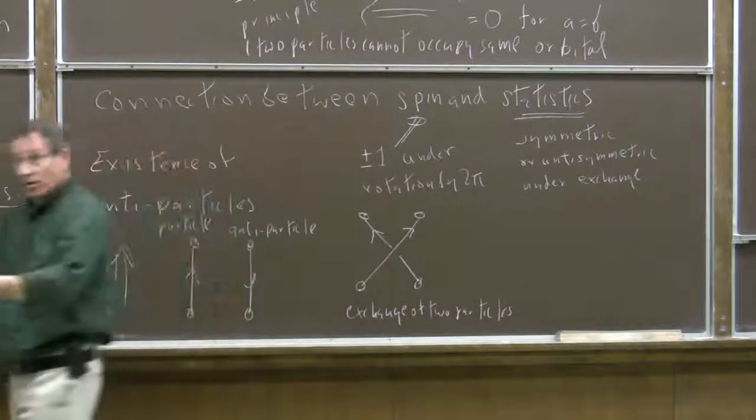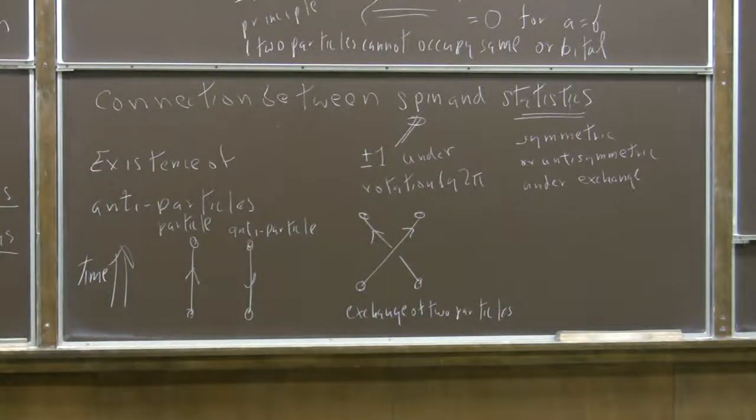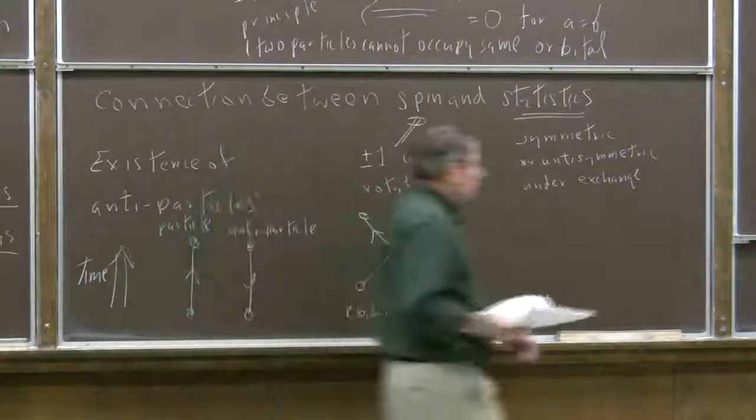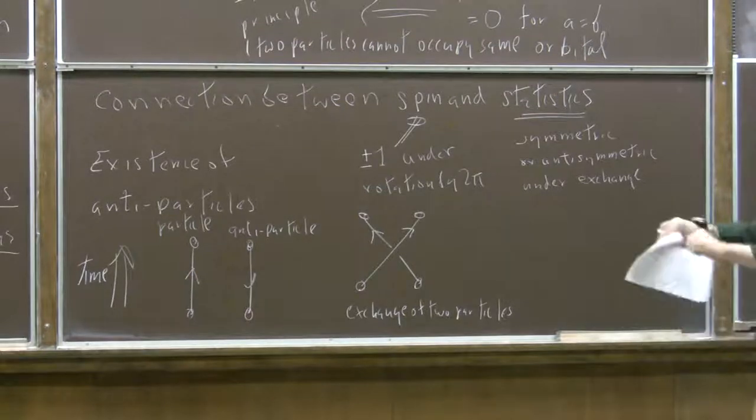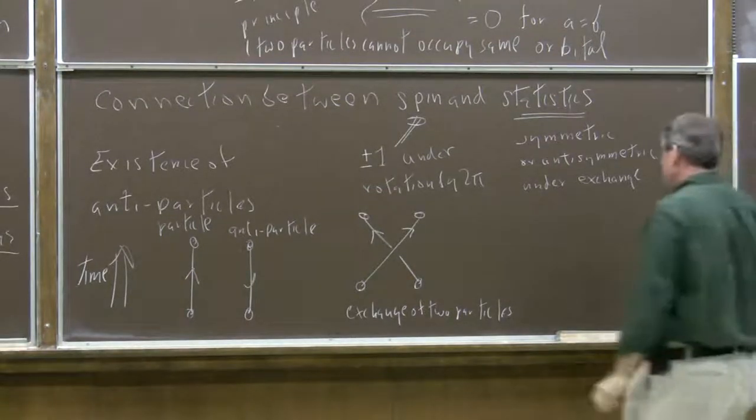And there's either a +1 or a -1 associated with that exchange, depending on whether they're bosons or fermions. What does that have to do with rotating one particle by 2 pi? Well, there's one other idea, which is because of the existence of antiparticles, we can consider particles being created in pairs or annihilating in pairs, where a particle and an antiparticle meet and annihilate or get created together.